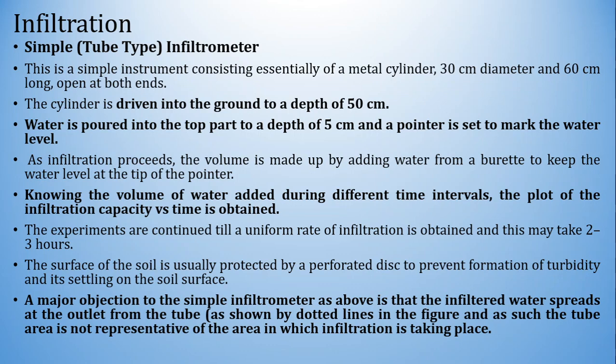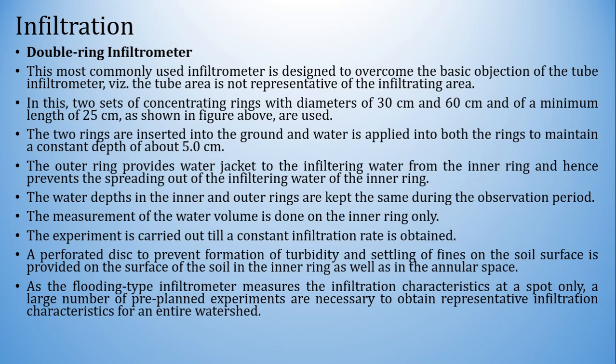A major objection to the simple infiltrometer as above is that the infiltrated water spreads at the outlet from the tube, as shown by dotted lines in the figure, and as such the tube area is not representative of the area in which infiltration is actually taking place. So that is the major disadvantage of this particular simple tube type infiltrometer. This disadvantage is overcome by the double ring infiltrometer.